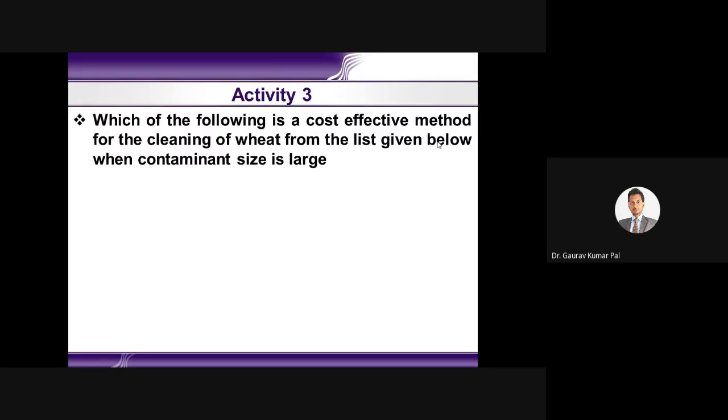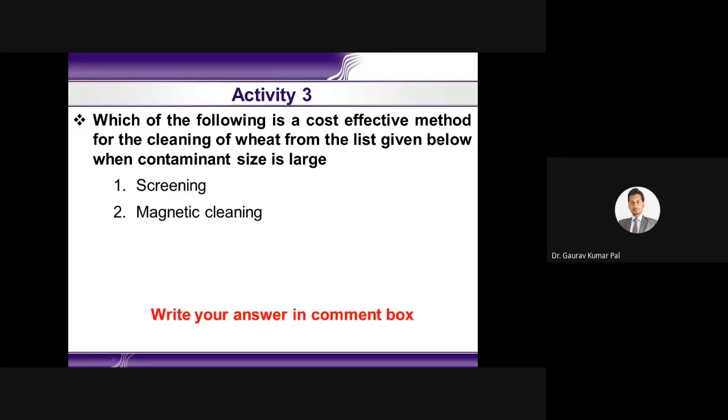Now we have a question. Can you give the answer? Which of the following is a cost-effective method for the cleaning of wheat from the list given below when the contaminant size is large?